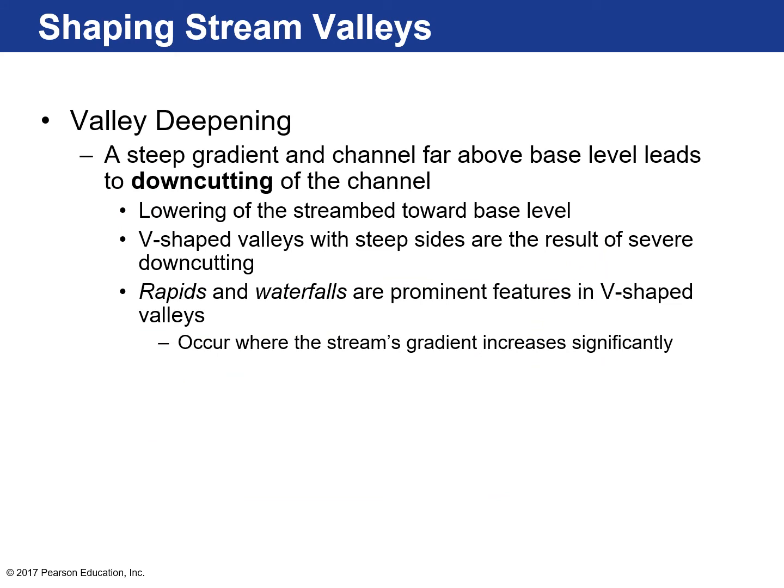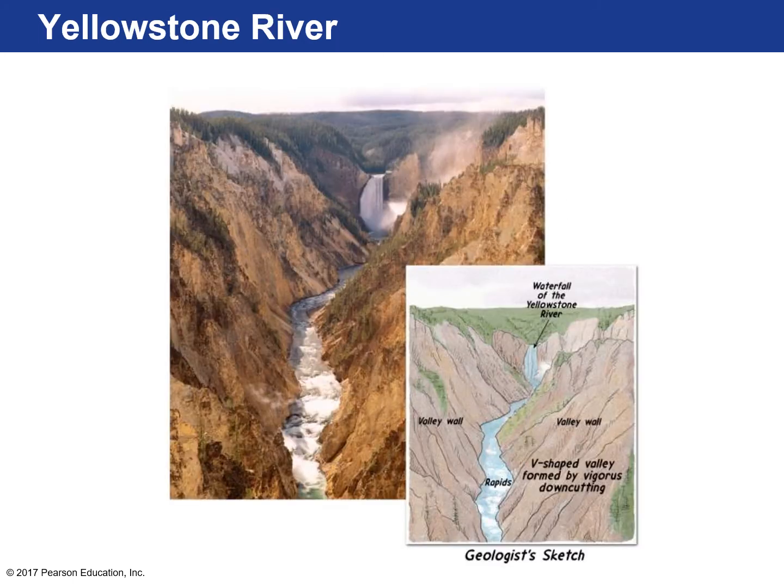So what happens is valley deepening occurs in young rivers or at the headwaters where there's a steep gradient. So the channel is very far away from its base level and the river focuses its energy on eroding downwards. And what that creates are V-shaped valleys. That's the result of severe downcutting. These are the rivers where you see rapids, waterfalls, and V-shaped valleys. A great example of this are the steep valley walls of the Yellowstone River.